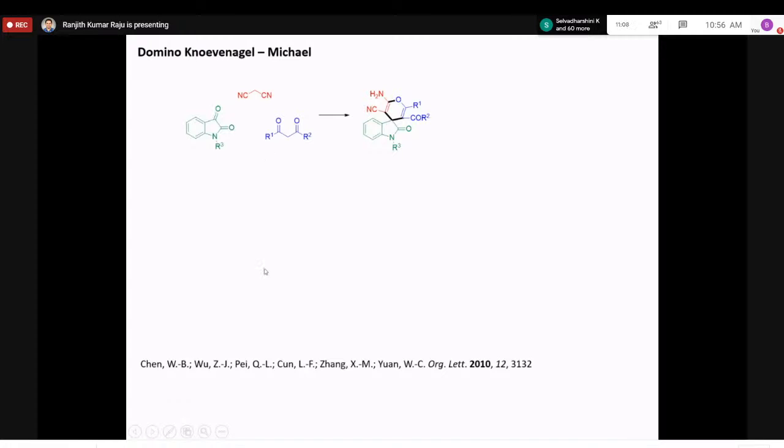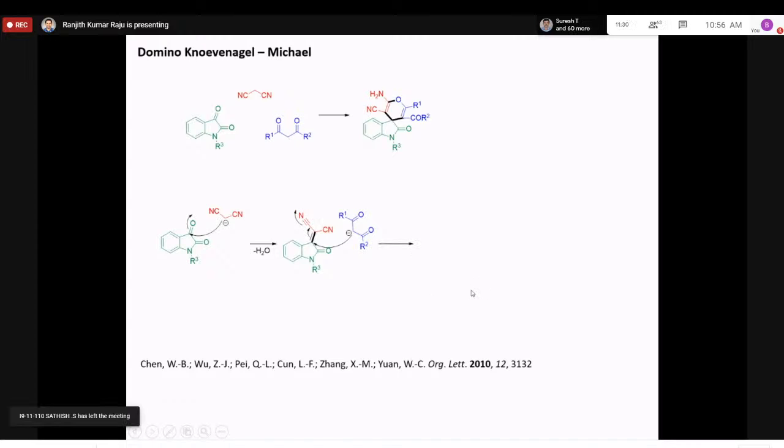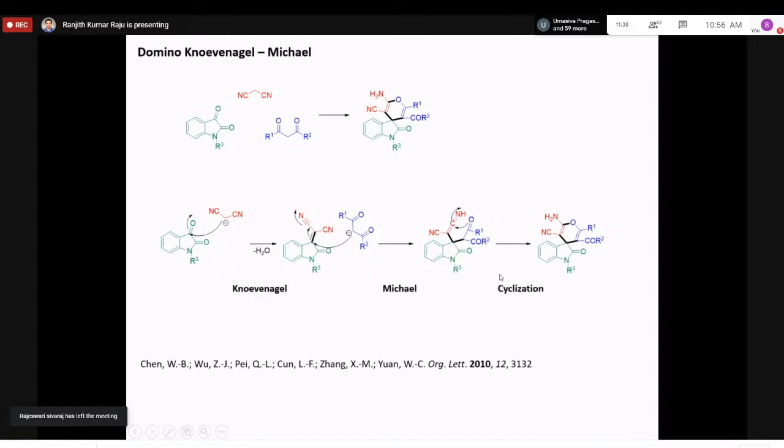the parts of all the three components, and that's the mechanism suggested. It undergoes an initial Knoevenagel condensation between the diketone and the malononitrile in the presence of the base, and then this Knoevenagel adduct undergoes a Michael addition involving the diketone and the Knoevenagel adduct, which is followed by the cyclization, which involves the oxygen and the amine carbon to form the product. So it involves a Knoevenagel, Michael, and cyclization in a single step.